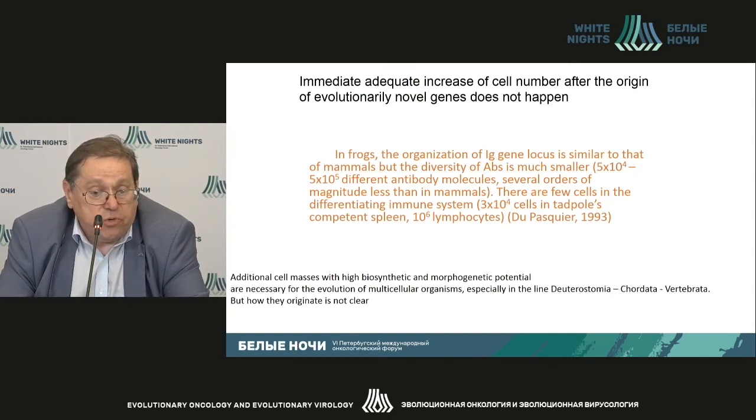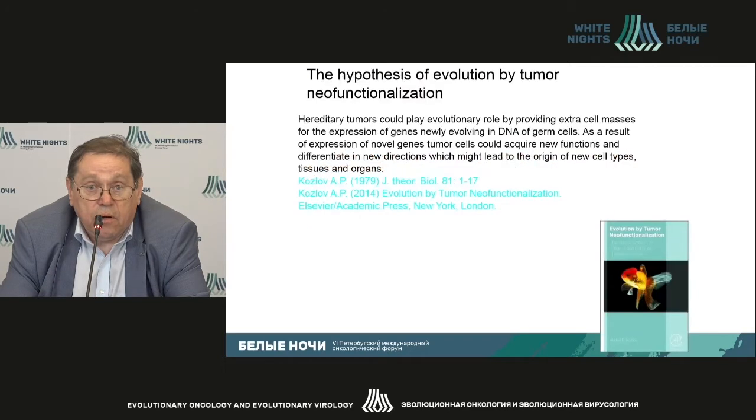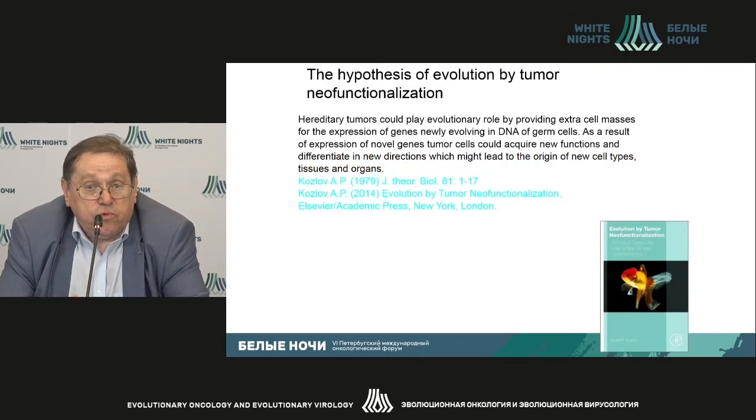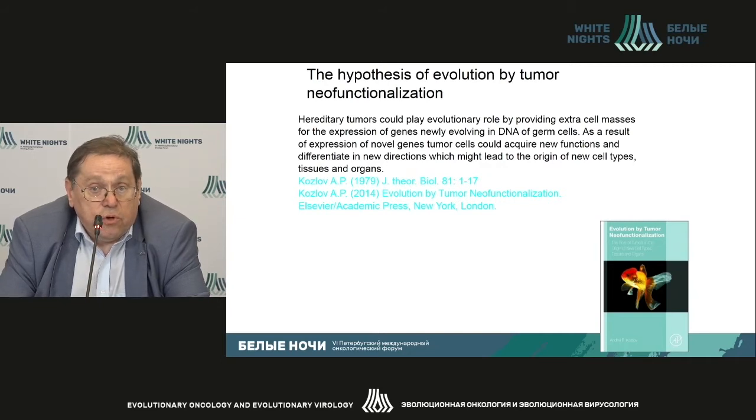Amphibia demonstrate similar properties. The diversity of lymphocytes differs between chordata and invertebrates. Many new cells were needed. But what was the origin of these new cells? We formulated a hypothesis that it's the tumors that could play an evolutionary role by providing extra cell masses for the expression of new evolving genes emerging in the DNA of the germ cells.